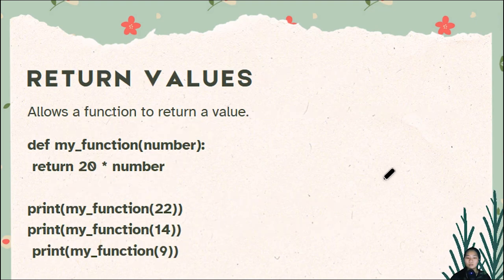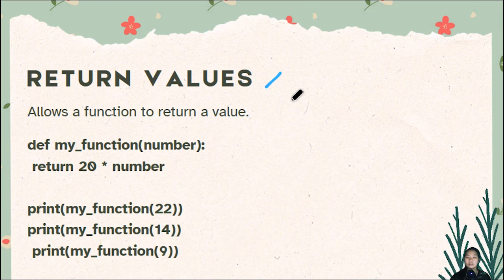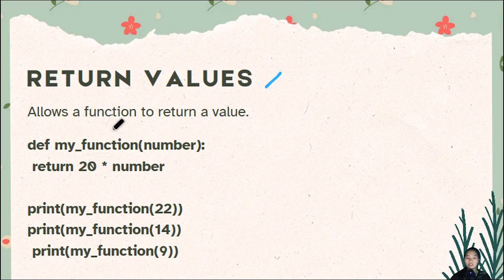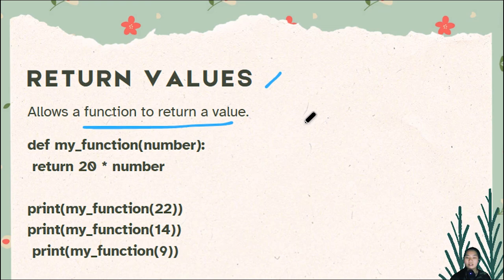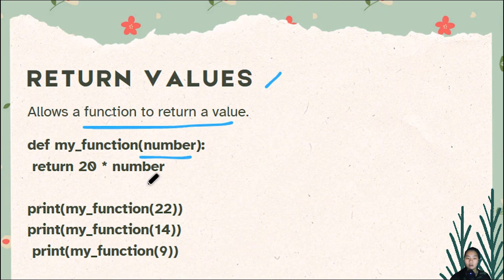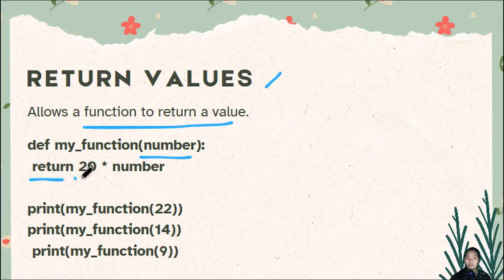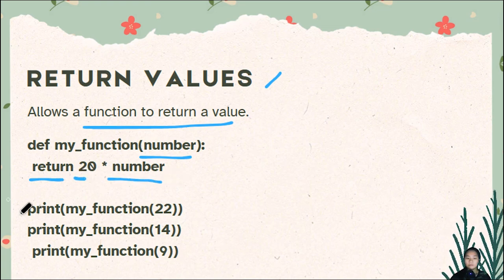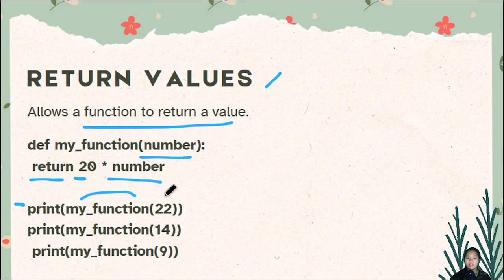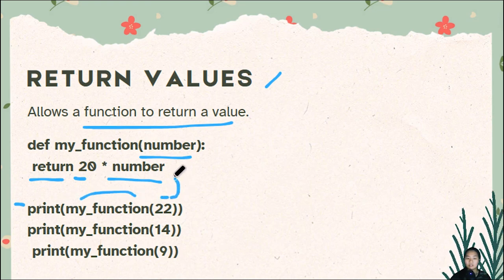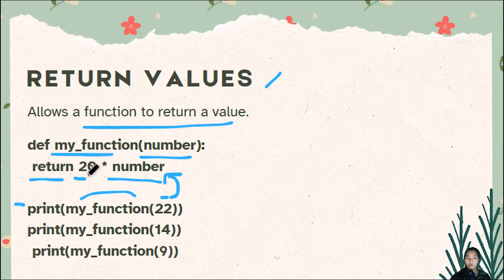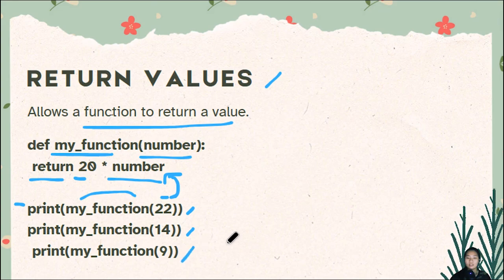Okay, to the last part of the lesson, returning values. As the name suggests, this allows a function to return a value, and we're going to be working with numbers to make it easier. We have number as the argument, and return. So this will display the result in the console, 20 times the argument. Print my function, that is the number passed in here. So my function will be returning 20 times 22, 20 times 14, and 20 times 9.